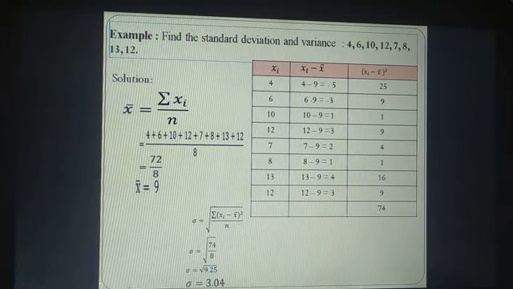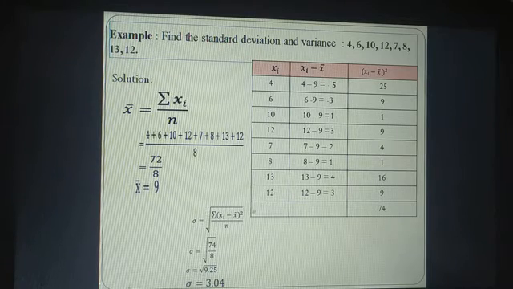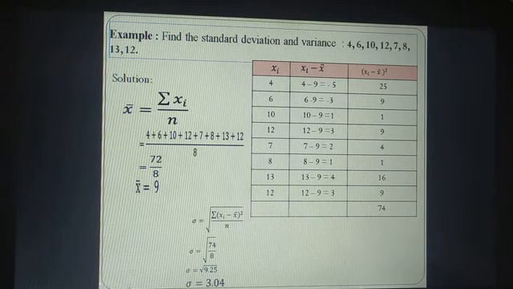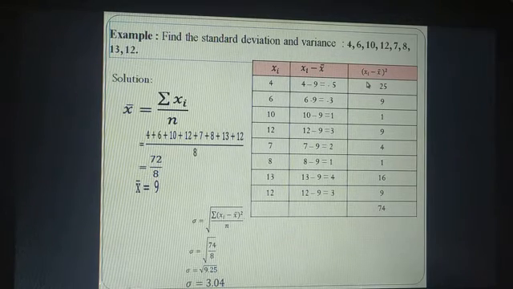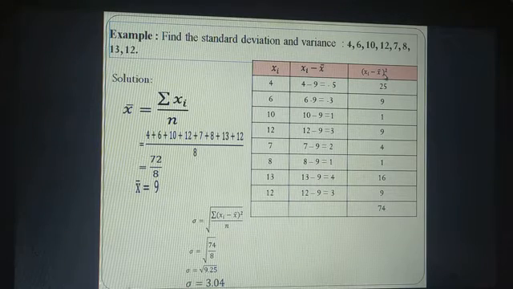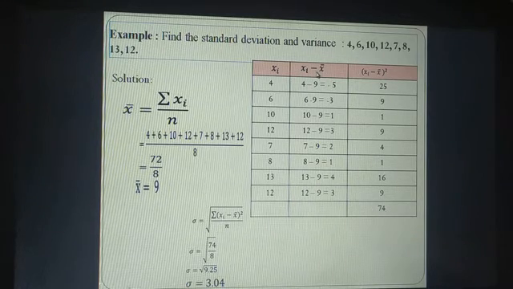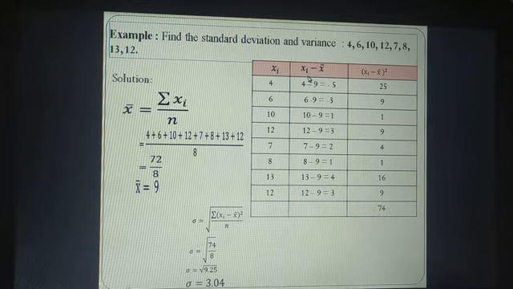So now we put all these values. Sigma is equal to under root of sigma (xi minus x bar) whole square upon n. Sigma (xi minus x bar) whole square is 74 and n, the number of observations, is 8. So under root 74 by 8 is under root 9.25. So sigma is equal to 3.04. In the earlier method we wrote modulus of xi minus x bar, but here we are taking the square, so there is no need of modulus here.